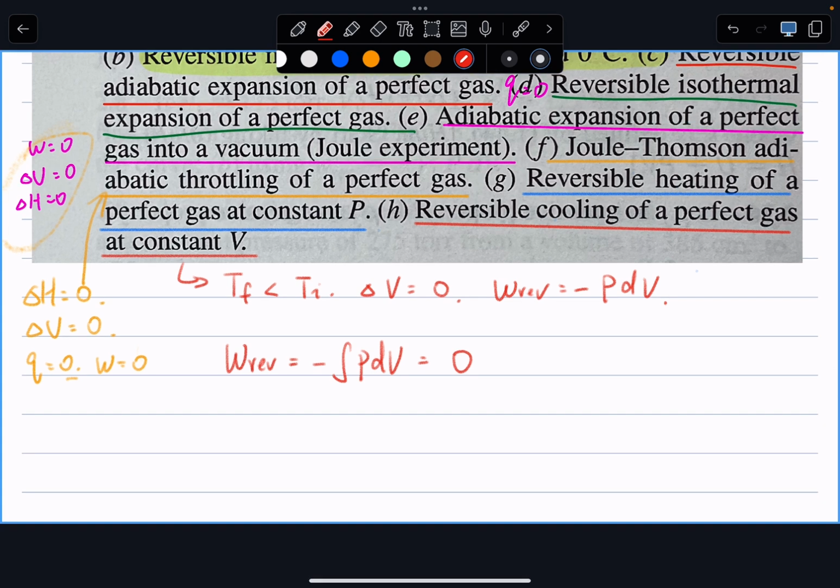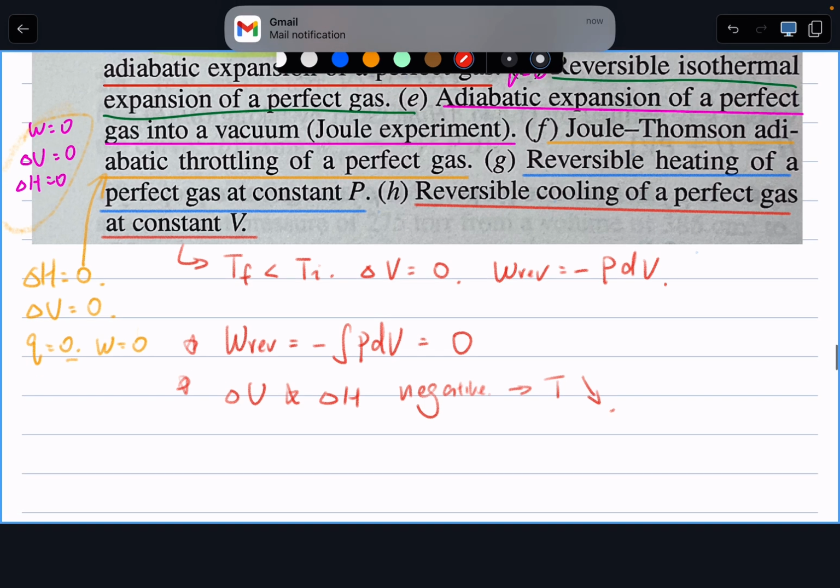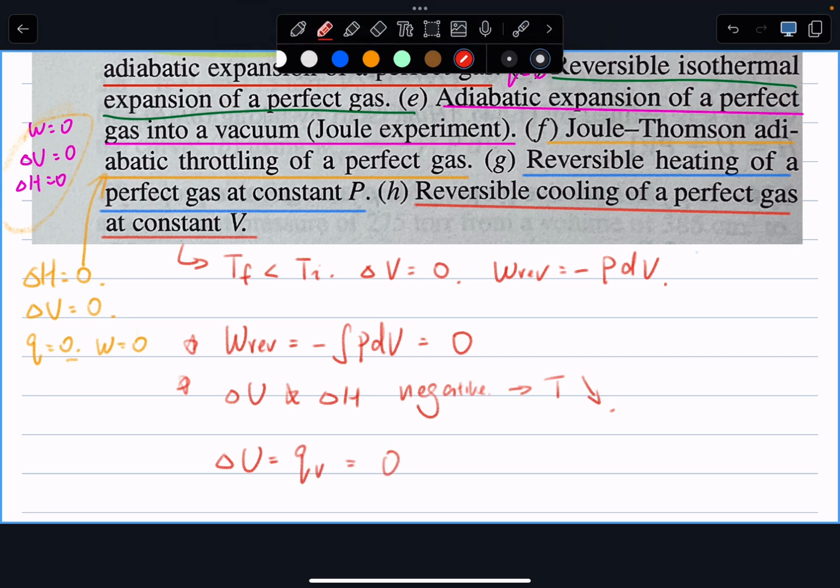And then, secondly, we can write my delta U and delta H are both decreasing because my temperature is decreasing, or T final is smaller than T initial. And in this process, my delta U also equals Q_V, which is negative, so your heat is negative.